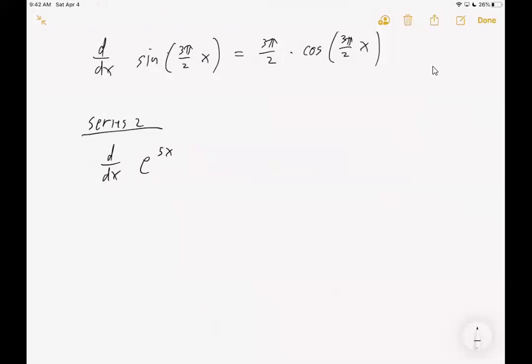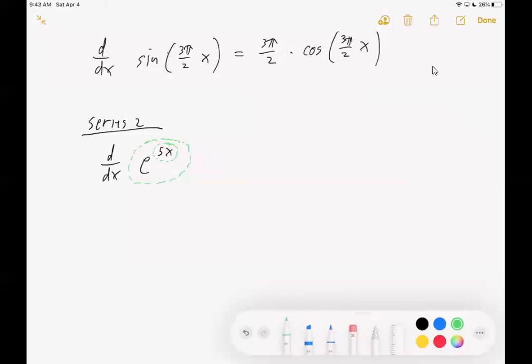All right, so this should be relatively easy. Hopefully you realize the argument of e is 5x in its exponent, and then there's an outer ring that goes around here. Okay, so we know how to do e to the x. That's the easiest one ever. But we need to do e to the 5x.